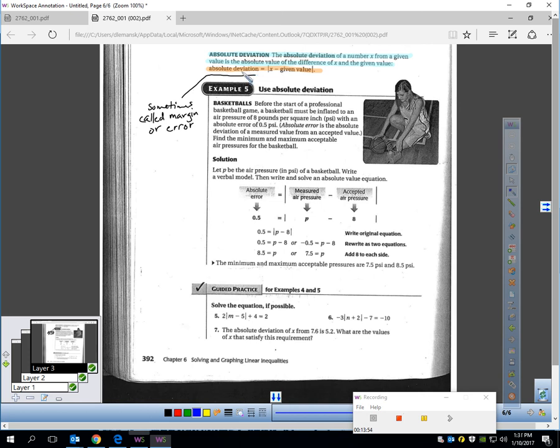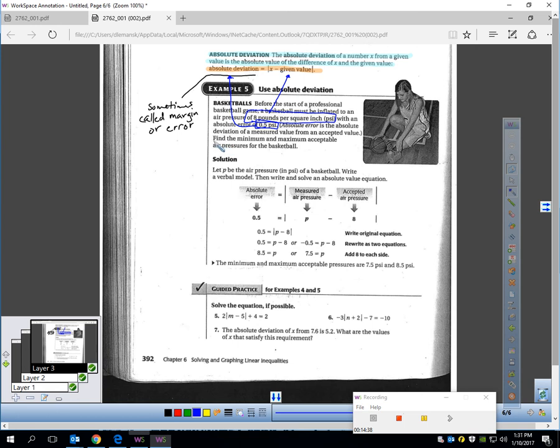Now, how do we use that? Look at this example. Before the start of a basketball game, a basketball must be inflated to an air pressure of 8 pounds per square inch. So that's what I want. I want the basketball to have that much air pressure. But it has an absolute error of a half pound per square inch. So that would be my margin of error. So 8 is my given value. The half is my absolute deviation. That's my margin of error.